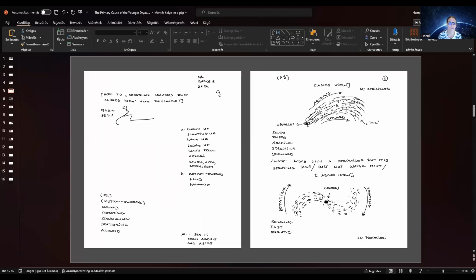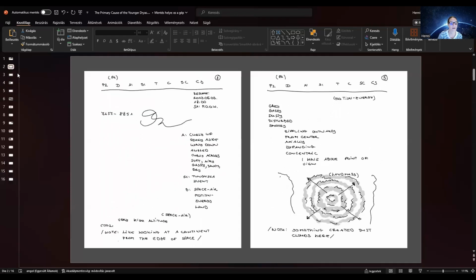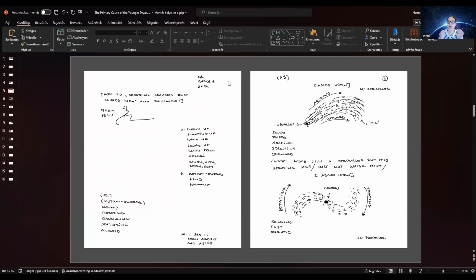I was tasked in one of my sessions to move to "something created dust clouds here" and describe. I think you remember that I wrote it down here on page 9. So Darby tasked me to move to that point, and I am again getting motion energy, which is rotating, scattering around. I am seeing it first from above and then from a side point of view.